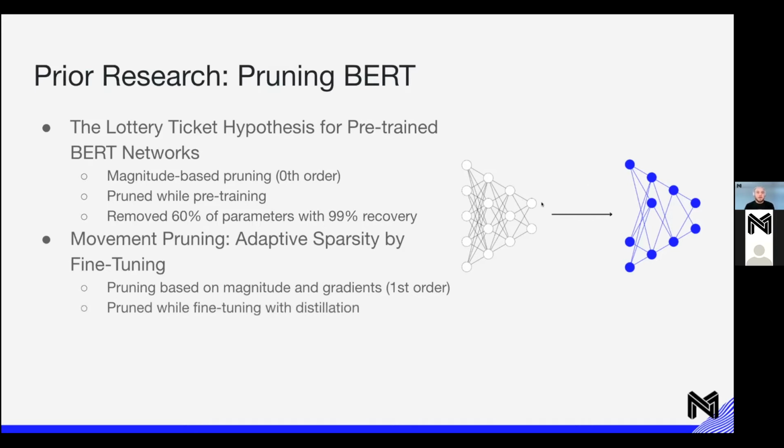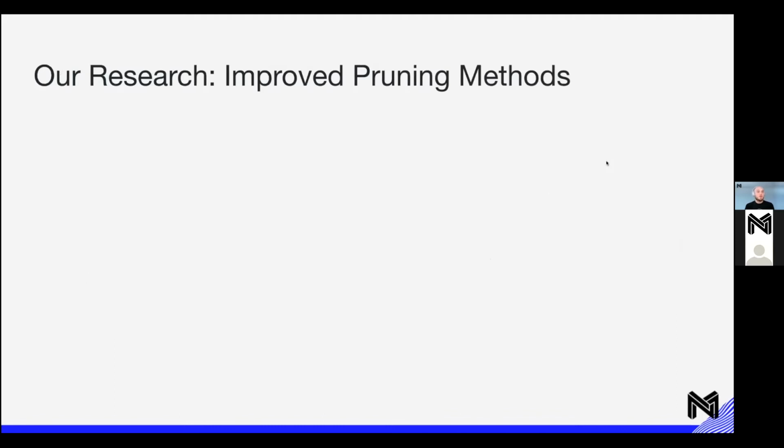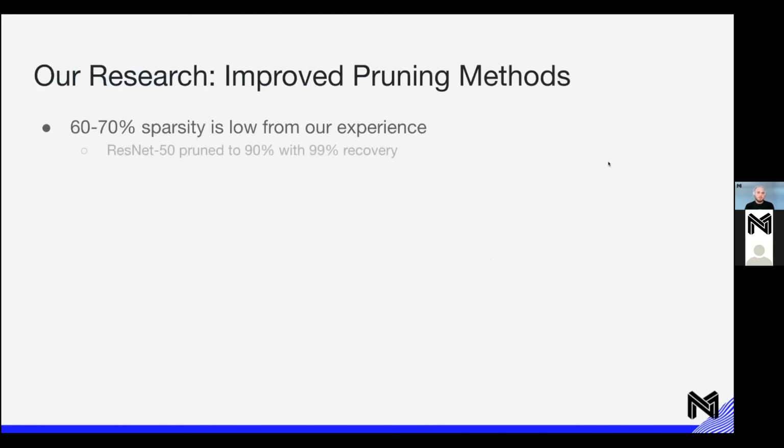And this time they were pruning while fine tuning with distillation. So they would take the BERT pre-trained model, fine tune it for a little bit on a downstream task like SQuAD, and then they would begin pruning on top of SQuAD while it was still fine tuning. With this, they were able to remove about 70% of the parameters with 99% recovery. And these are essentially the two top papers that have come out on pruning BERT. So let's go ahead and talk over how we improved on top of those.